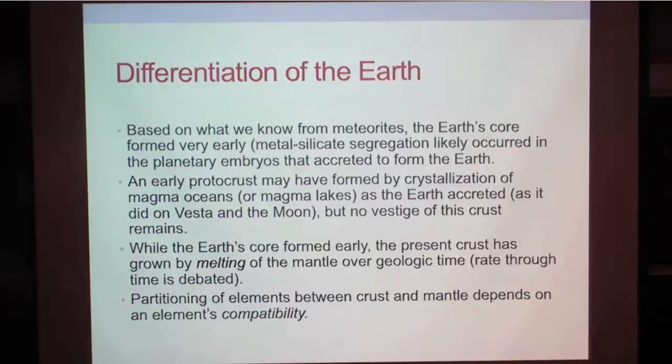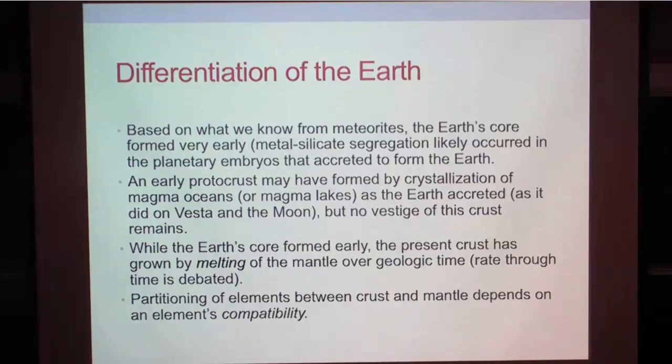Okay, so differentiation of the Earth. Based on what we know from meteorites, the Earth's core formed very early. We know this because asteroidal bodies differentiated cores very early, and that metal separation probably occurred in the planetary embryos that accreted to form the Earth rather than the Earth itself. Now, an early protocrust might have formed as well as a result of crystallization of a magma ocean, but there's no remnant of that early protocrust. Instead, the crust that we have, in particular the permanent continental crust, has evolved over geologic time, and that's occurred through melting of the mantle and transport of that melt to the surface to form crust. What the rate is, how that's changed with time, is somewhat debatable.